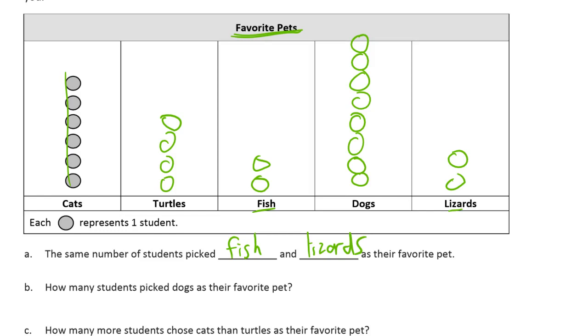And now this is a word problem. We already have a picture. The graph is the picture. So I'm going to write an answer statement. It was 8, right? So I'm going to say 8. Nope. It's 8 students, not 8 dogs. 8 students picked dogs.